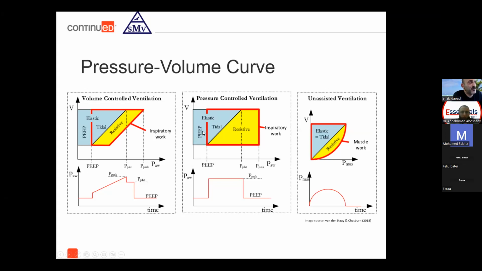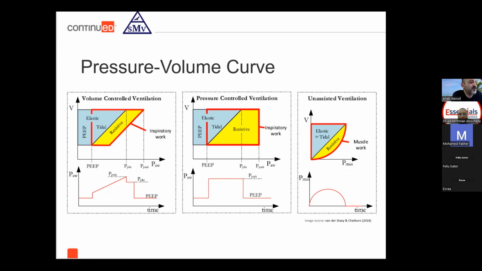Same in pressure controlled mode, the PEEP here in blue, the tidal volume here again in blue triangle. So those both are called the elastic, and the yellow one is the resistive. And again, we can see the difference between pressure control and volume control. This is somebody who's having unassisted ventilation, meaning spontaneous breathing. So you can see the sinusoidal flow breathing pattern, and you can compare the resistive work and elastic work. There is no PEEP work here because the patient is unassisted breathing.